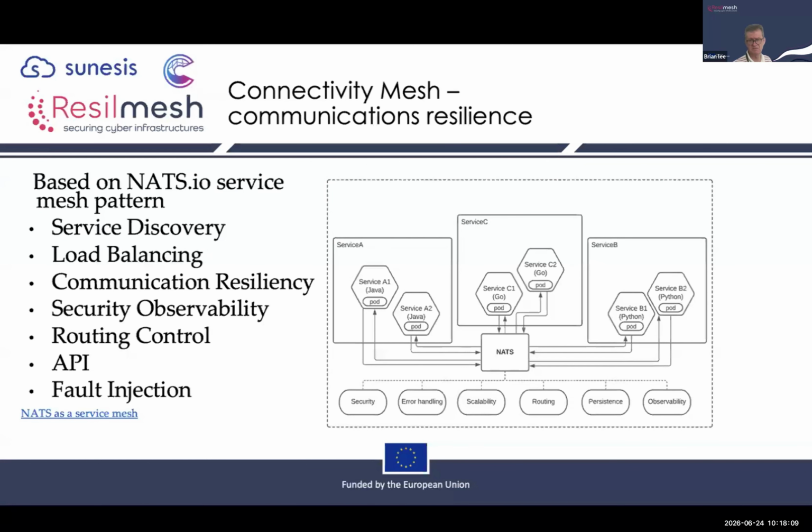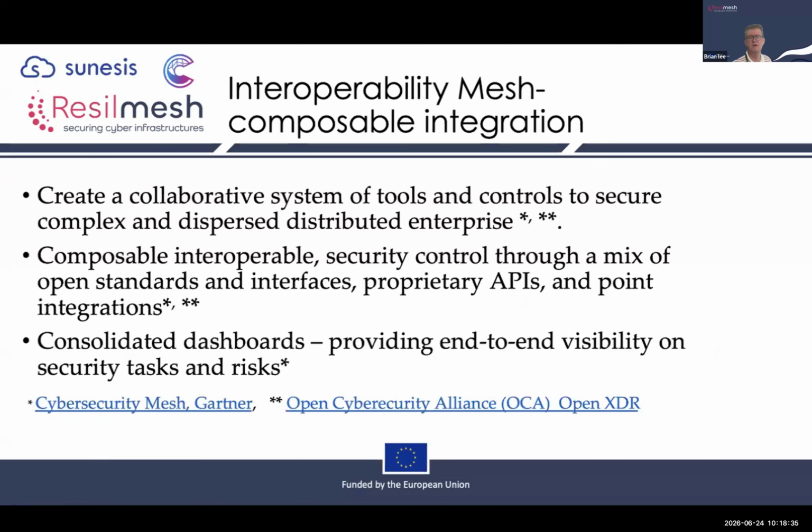However, NATS also provides the capability to implement a service mesh. You can see there's a link here. If you go and look for NATS and service mesh, you'll find full details. But that gives us capabilities like load balancing, communication resilience, security, observability. And this becomes then a platform for the CHAMELEON project on which to build and enhance greater capabilities that Professor Urich will explore in a few moments. The second interoperability mesh is again, looking at creating a collaborative system of tools and controls.